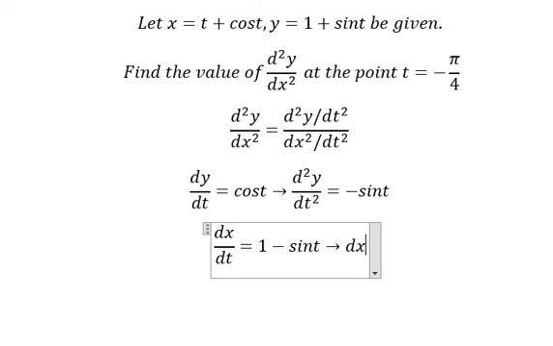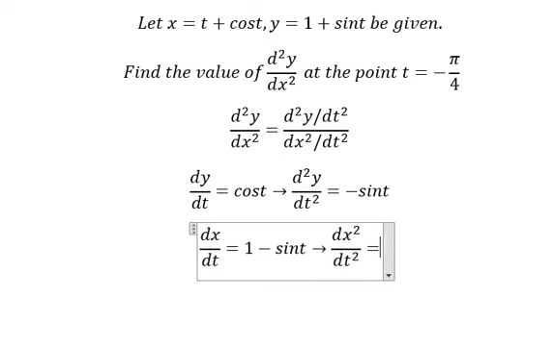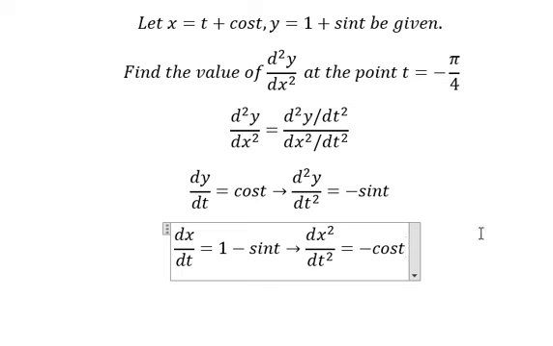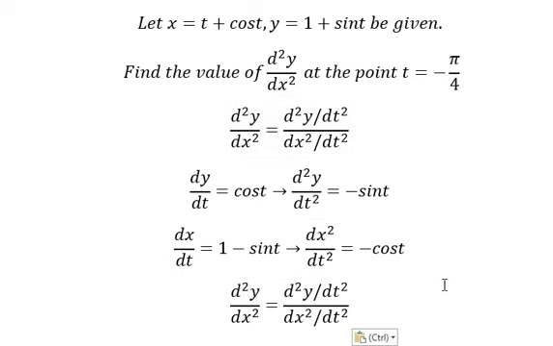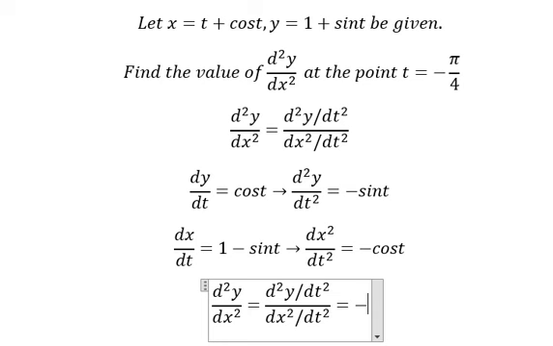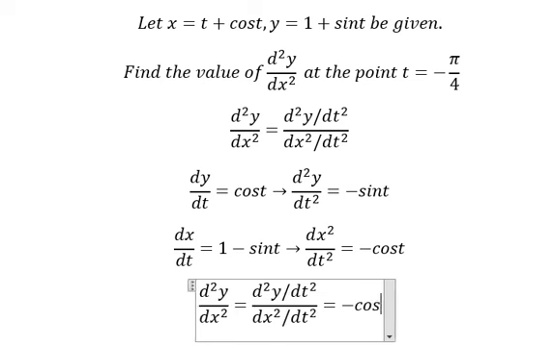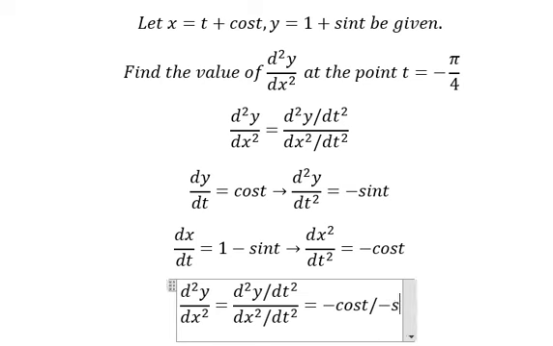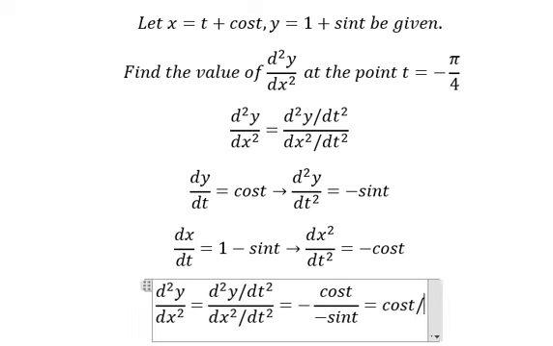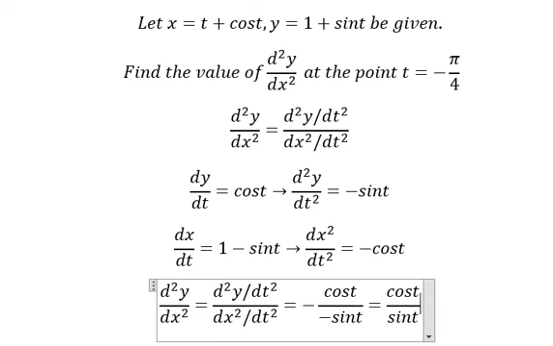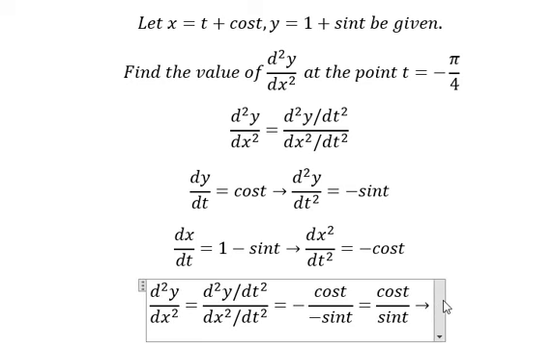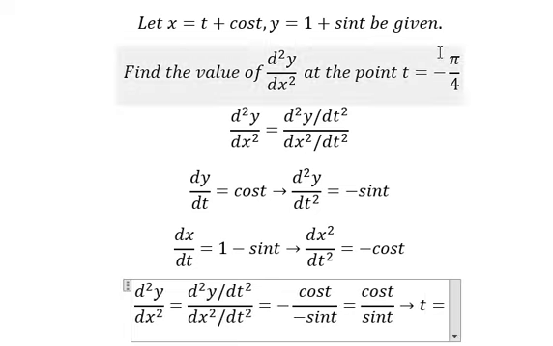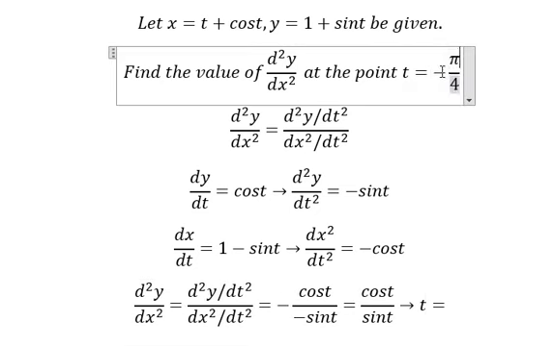And now we go to second derivative. So we have negative cosine t over negative sine t. So we simplify. And then we got about t equals to negative b over 4.